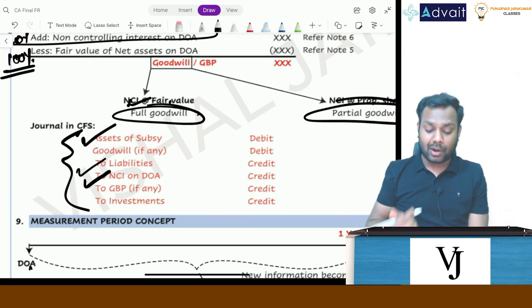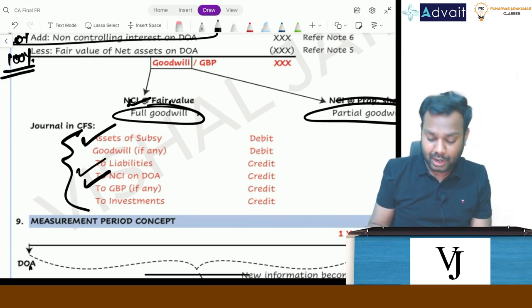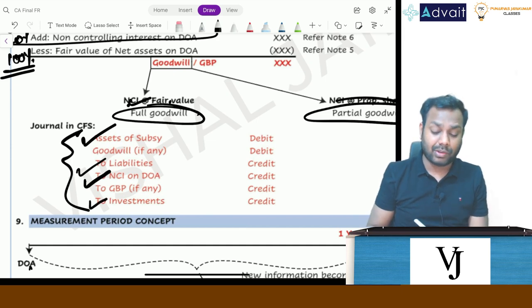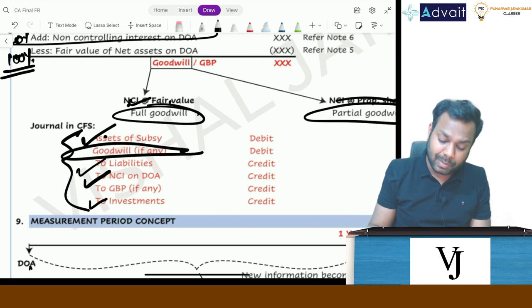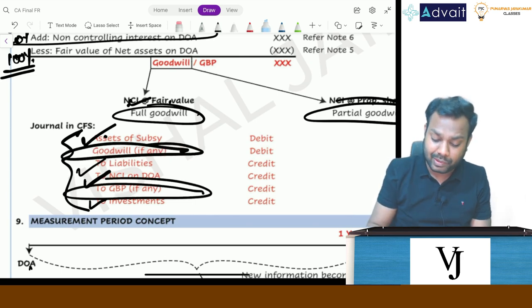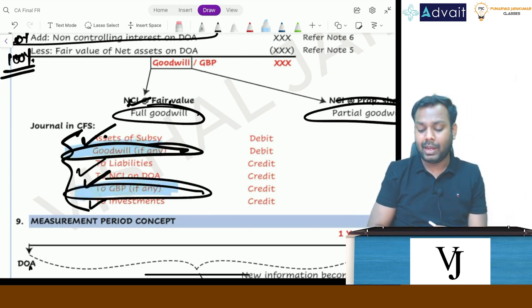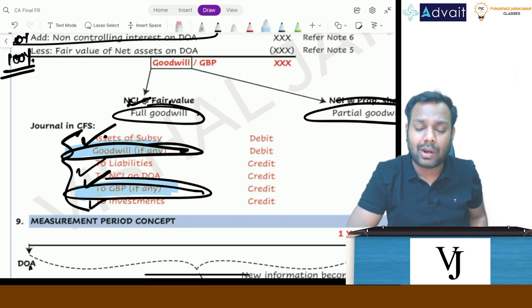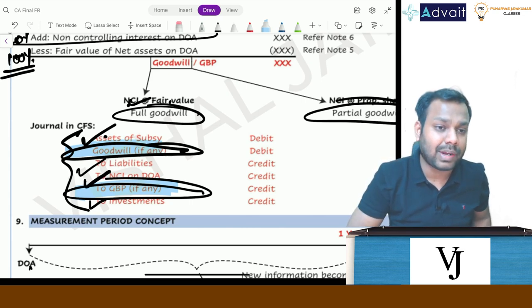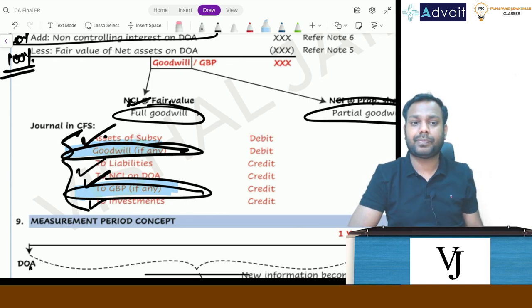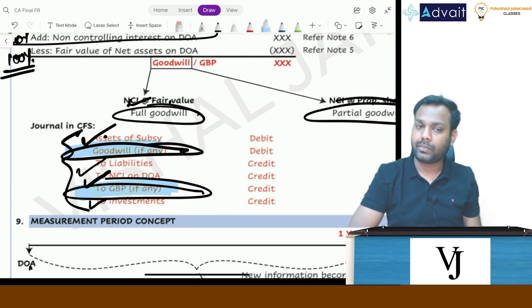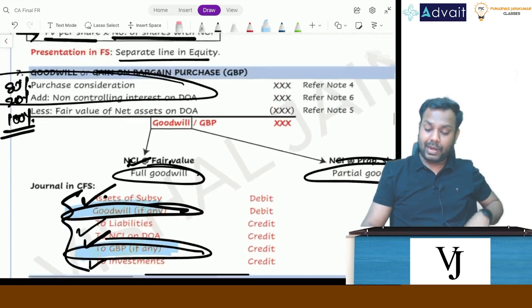Now further, I will de-recognize the investment, the amount that I paid to acquire this control. Then the difference can be goodwill or gain on bargain purchase. That's how the entry is passed in the consol financial statements. Is that clear, everyone? I hope it is clear, everyone.